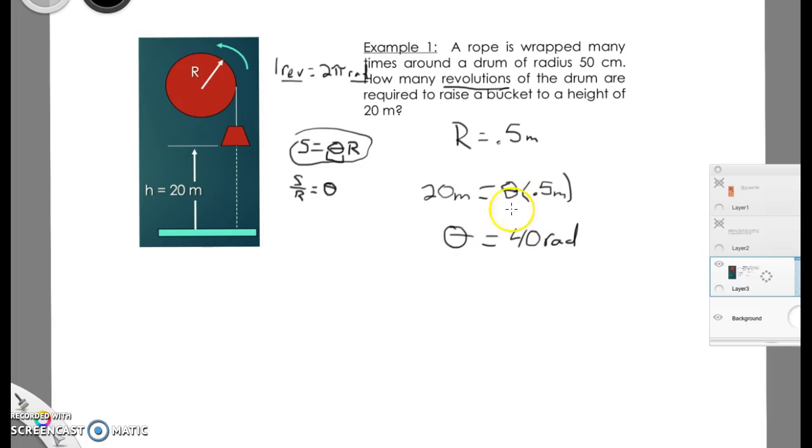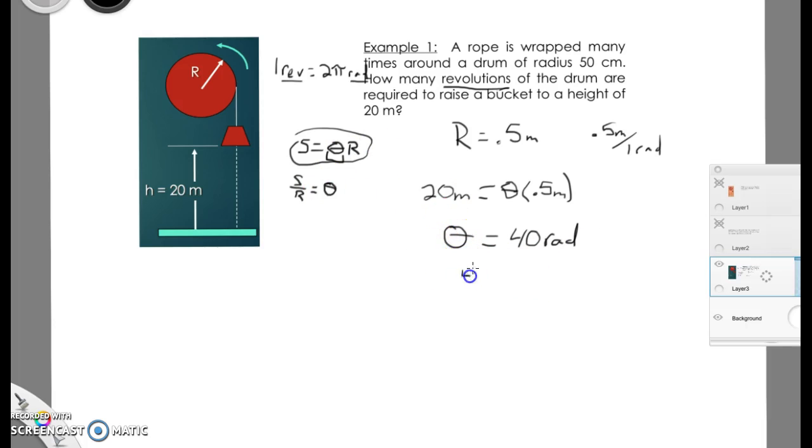The reason why this is radians is because if you think about this being our radius, we're saying that it's 0.5 meters per one radius, or per one radian. So when you divide that over, you end up multiplying the radians up there and canceling out the meters. So we get 40 radians, but that's not what we're looking for. We want to know the number of revolutions.